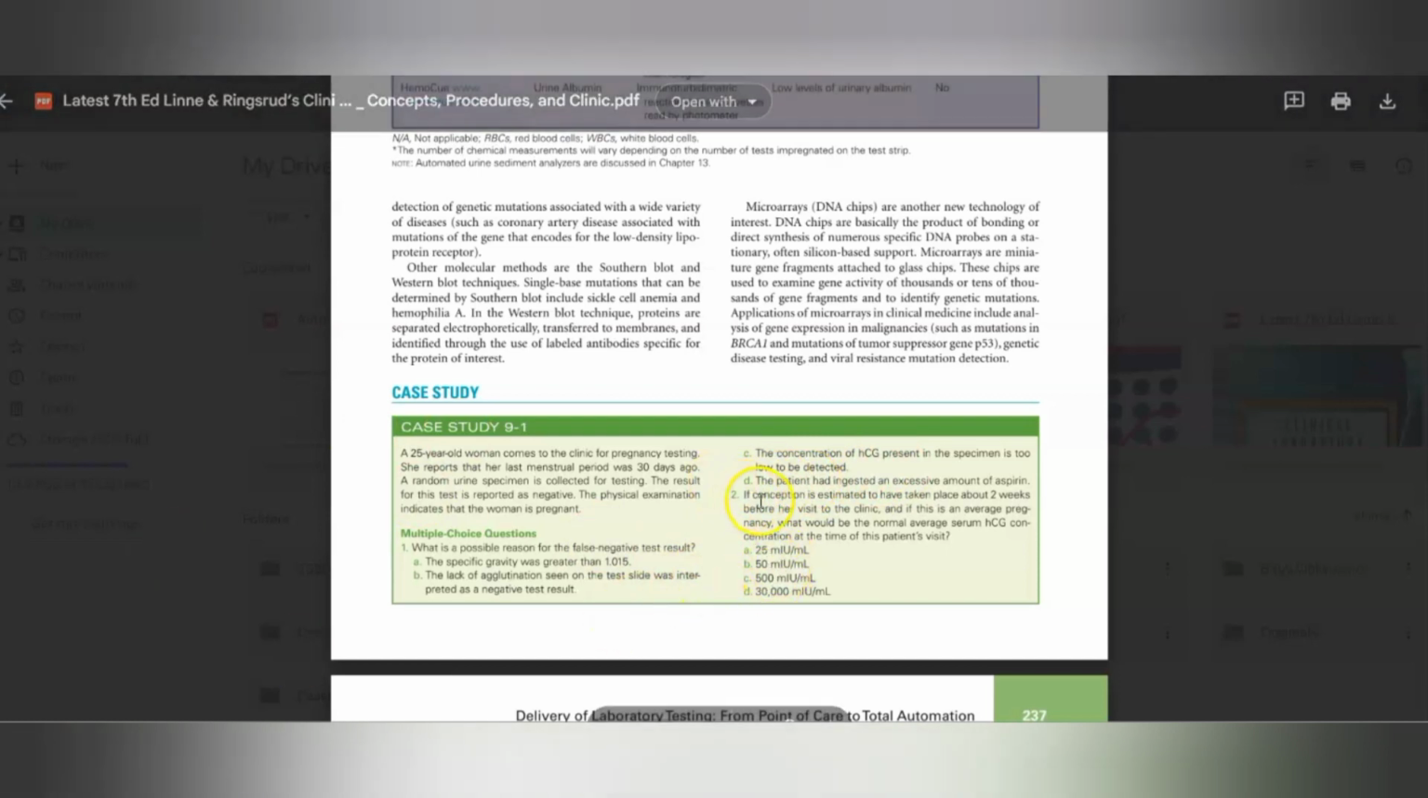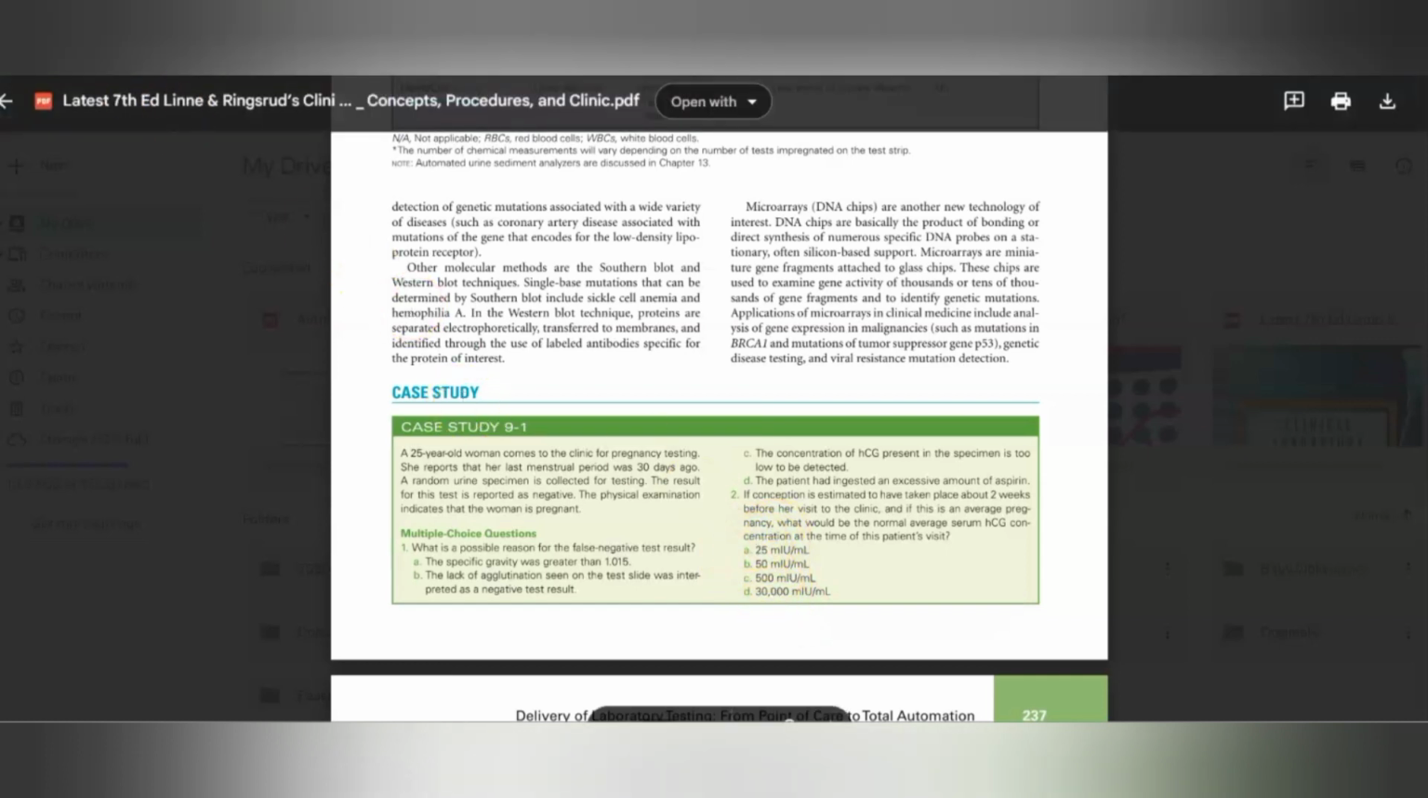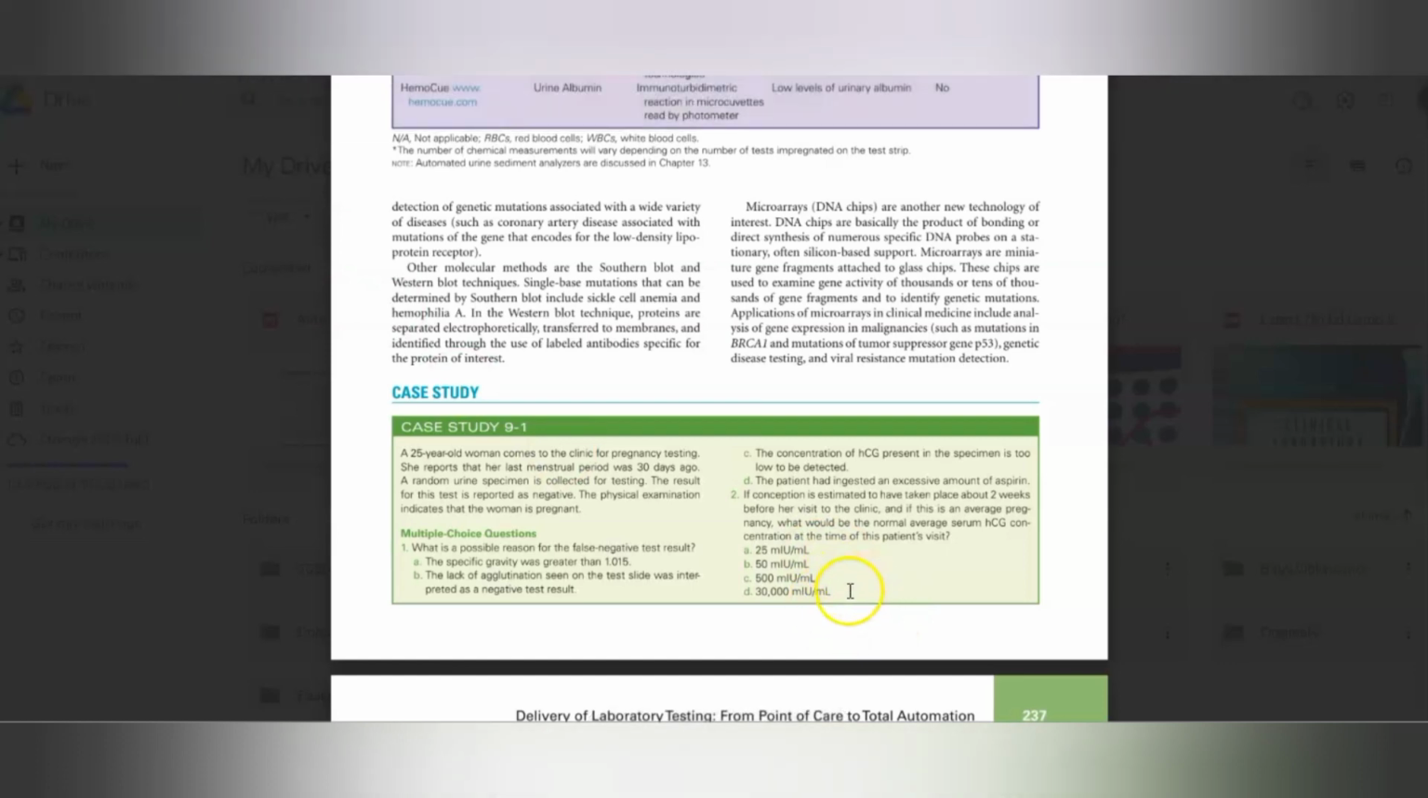And then another question is, if conception is estimated to take place about 2 weeks before her visit to the clinic, and if this is an average pregnancy, what will be the normal average serum HCG concentration at this time of the visit? You've been given multiple choices here. And of course, this is a calculation question. So the right answer there will be A.